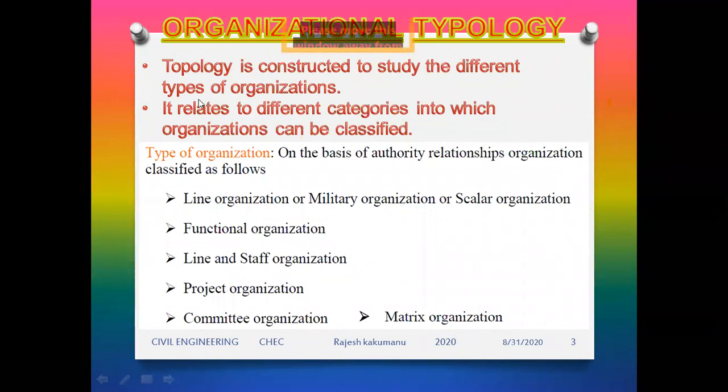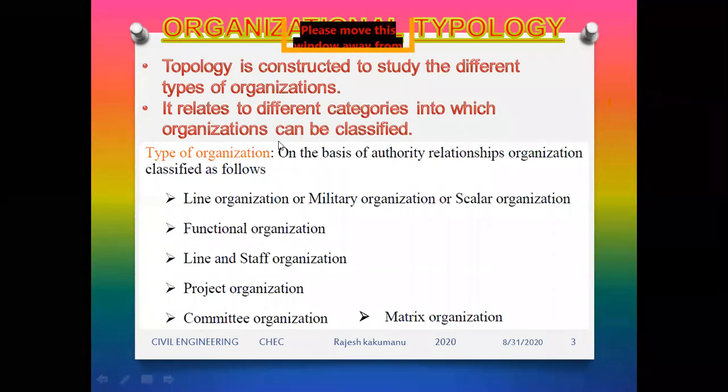Now see the types of organization. What are the types of organization? It is based upon the authority relationships. Suppose you set up a detective agency: who is the authority, who is the first person to rule your things? If you are running a supermarket, how should the structure be? If you are running an automobile repair shop, what type of structure should you plan? Like this, a topology is constructed to study the different types of organizations.